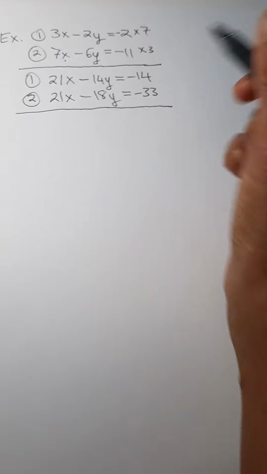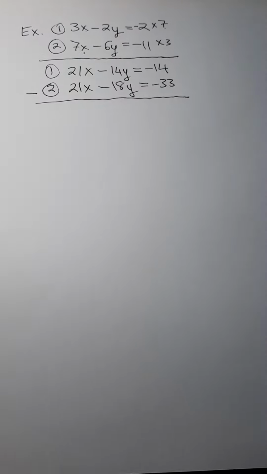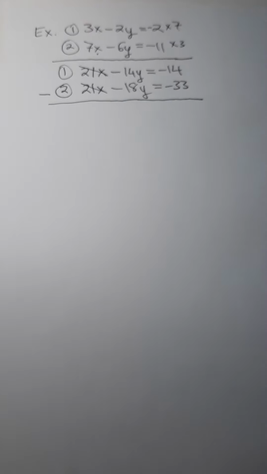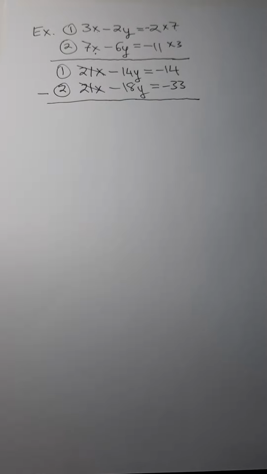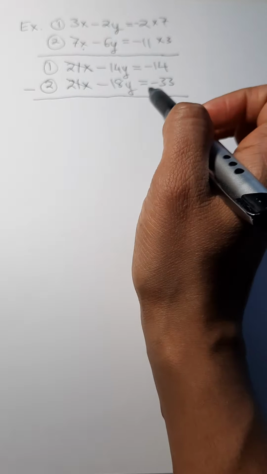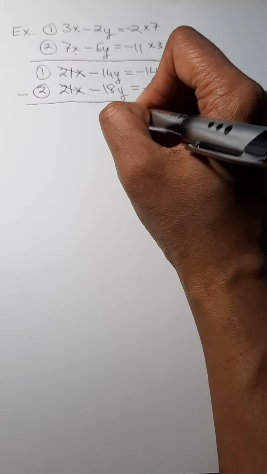And I like putting the equal sign going down, okay, makes everything very neat. We are going to subtract the two equations here: 21x minus 21x, 0. Okay, then negative 14y minus negative 18y. So it's basically like negative 14 plus 18, which is equal to 4y.